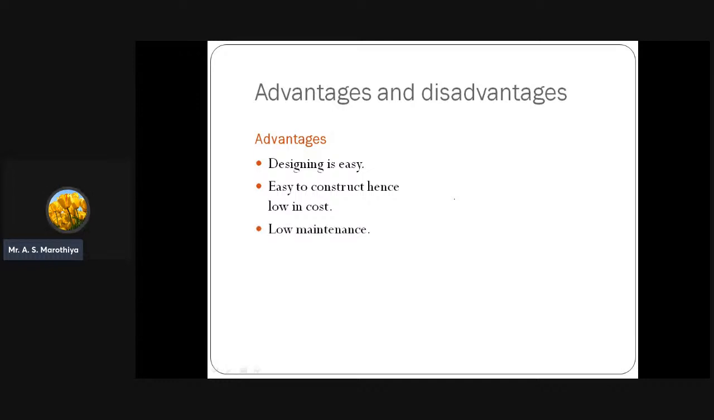What are the advantages of an open loop control system? Advantages are: number one, designing is very easy. Then it is easy to construct, and because it is easy to construct, hence the cost is low. Maintenance is low, and open loop systems are highly stable in nature. Why? Because there is no sensing mechanism, there is no feedback loop available in an open loop control system, because of which the input is going to vary. The input is always going to be a constant one, irrespective of the variation in output. The input is always going to be a fixed value. So these are the advantages of an open loop control system.